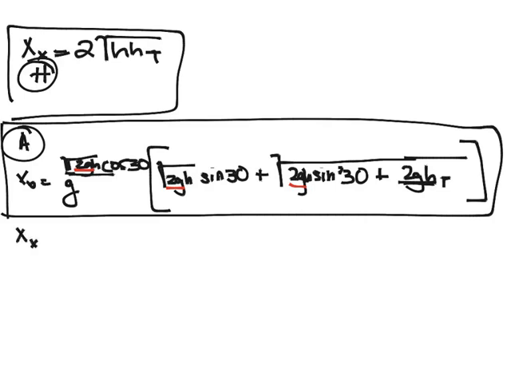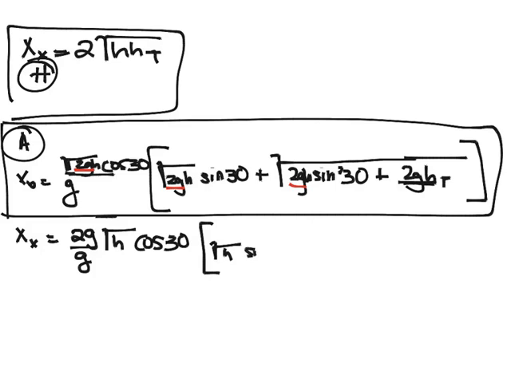And so we have xx equals 2g over g, and then we have the square root of h times cosine 30, and then inside the parentheses we have the square root of h times sine 30 plus square root h sine squared 30 plus ht.